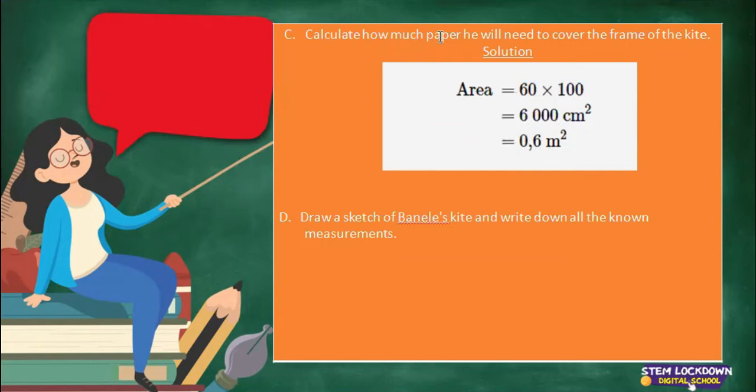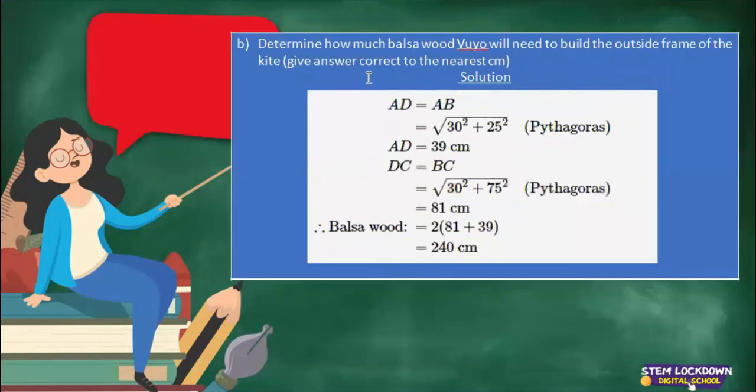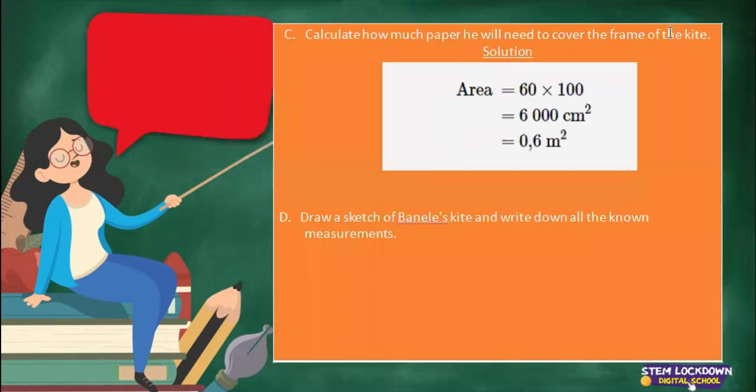Again, calculate how much paper will you need to cover the frame of the kite. So this is different from the first question. The first question says determine how much balsa wood we will need to build the outside frame. So by outside frame, we mean the perimeter. But this one says calculate how much paper you will need to cover the frame of the kite. So that would imply the area.